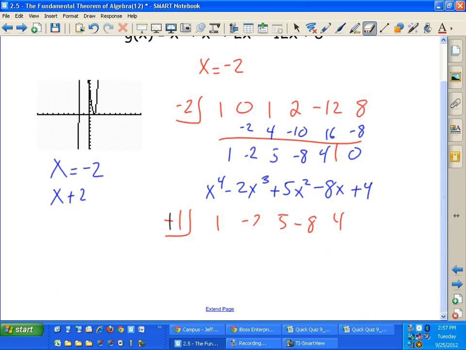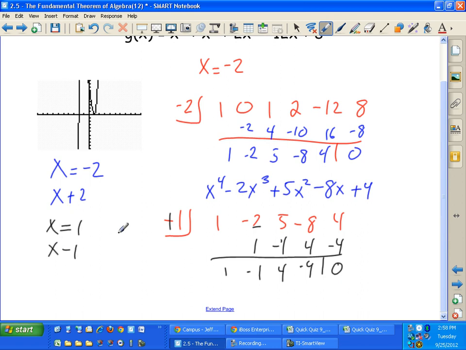And this was a -2. So if I add straight down, I get 1 times +1, add straight down, I get -1, -1 over here, add straight down is 4, multiply by 1, I get 4, that's -4, multiply by 1, and it looks like 0. So I chose the wrong one. It looks like +1 is my other solution, so x equals 1, or x minus 1 is another solution. These are my linear factors. I'll put the linear factors in parentheses.